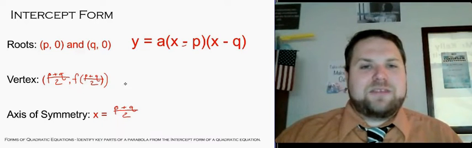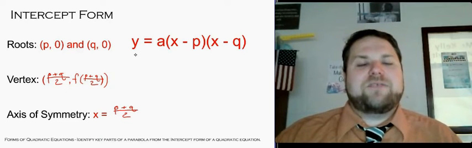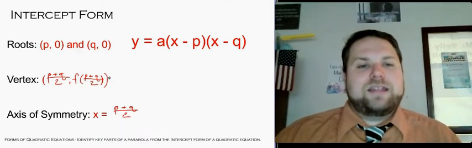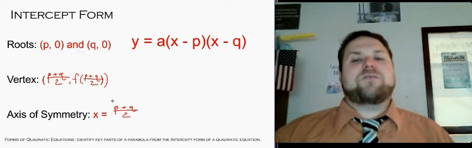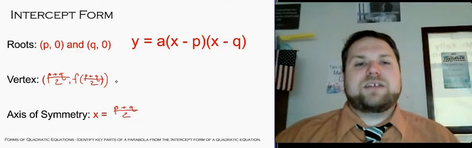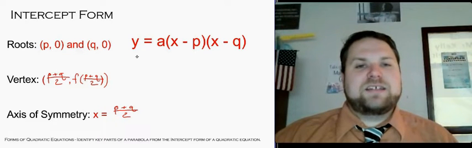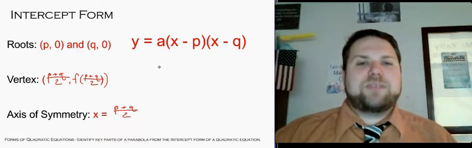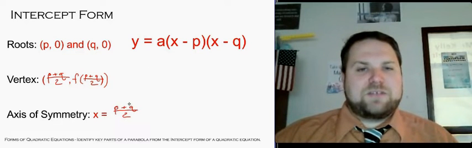Just like with the y-intercept on standard form, the x-intercepts are super easy to find if you have intercept form. Now for the vertex and the axis of symmetry, this is just like standard form, where we have to do a little bit of figuring. To find the x-coordinate of the vertex, we take p plus q and divide by 2. That gives us the x-coordinate for the axis of symmetry.